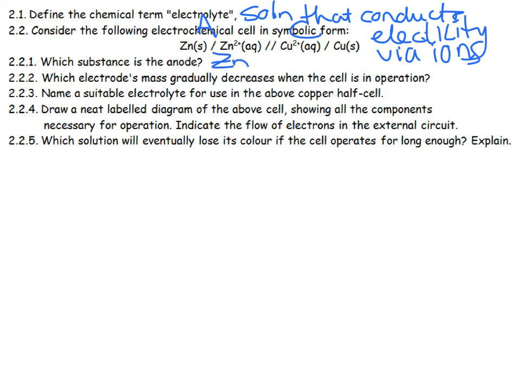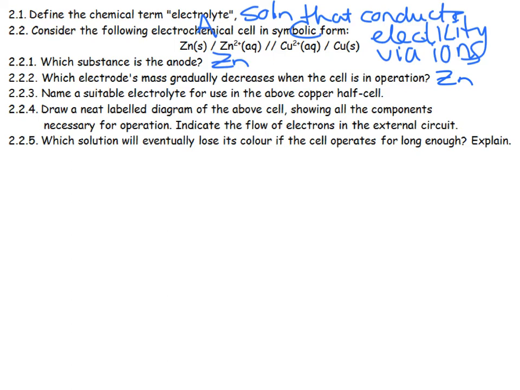Which electrode's mass gradually decreases? Well, the zinc over here is turning into zinc 2+, so that electrode decreases, and simultaneously the copper electrode is getting heavier and heavier. In other words, I'm getting more copper solid. So the mass of the electrode has to do with how much of the solid I have.